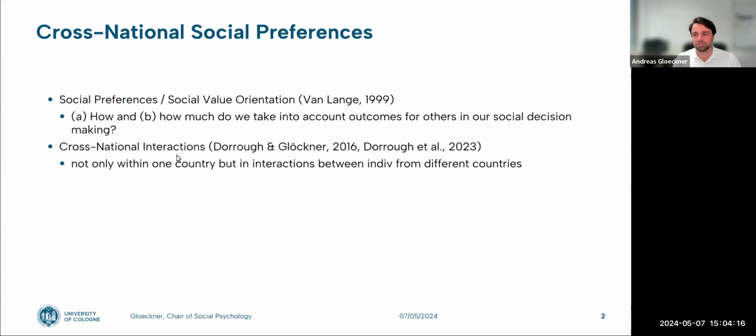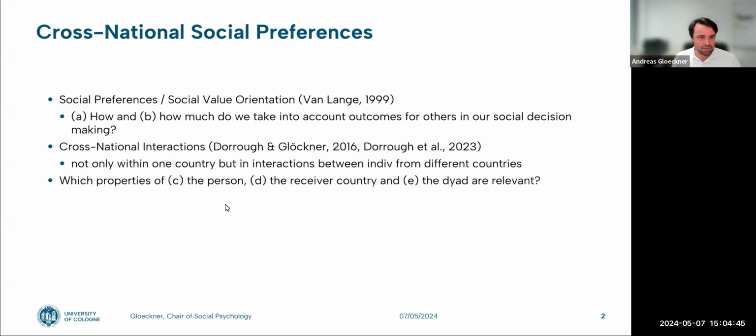But we want to go a step further and investigate cross-national interactions. So basically, for many countries, how people interact with people from many other countries. So not only interactions of people within one country, and also not only social preferences and how pro-social you are to people from your own country, but basically how pro-social you are to people from all other kinds of countries. And how we can explain this, how we can describe this mathematically.